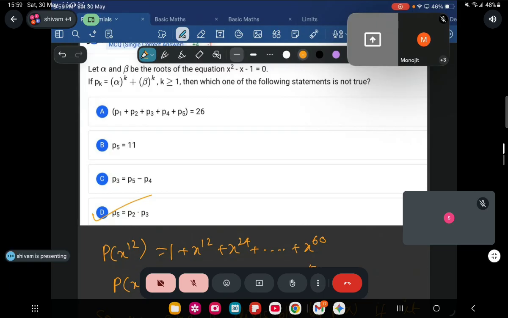I'm checking. If P5 is equal to P2 into P3, like if option D is true, then this will happen. Achha, you got P5 in terms of P2 and P1. Yes. That is 3P2 plus 2P1. Okay, 3P2 plus 2P1 is equal to P2 into P2 plus P2 into P1.